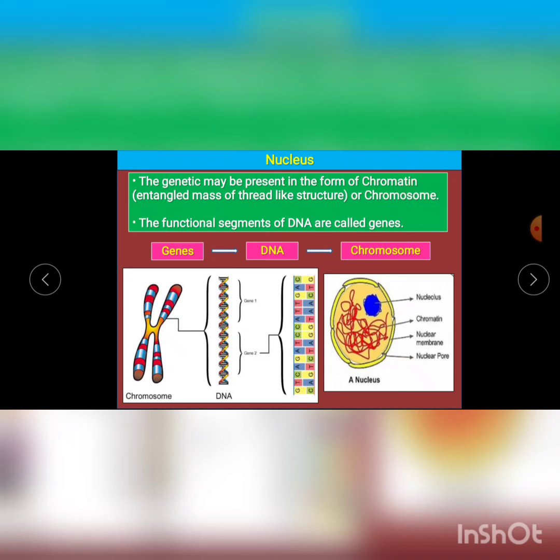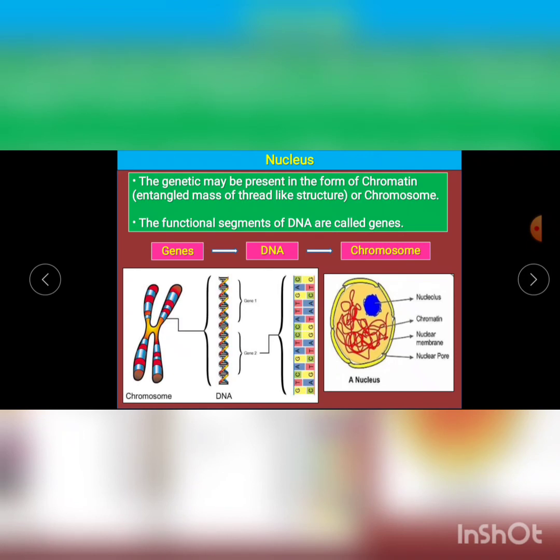Children, you should remember chromatin and chromosome are actually the same thing. The main difference is their shape. When we say chromatin, it is a thread-like structure, and the genetic material is present in the form of chromatin when the cell is not dividing.